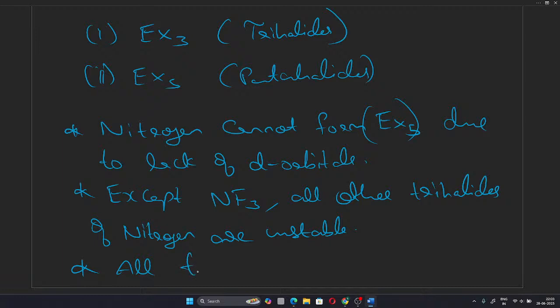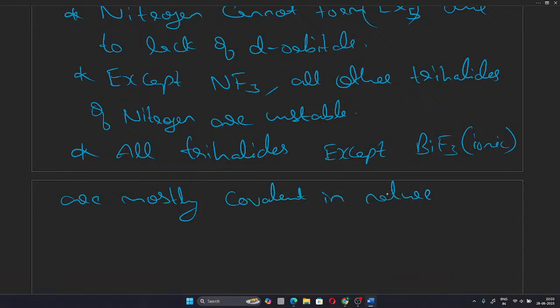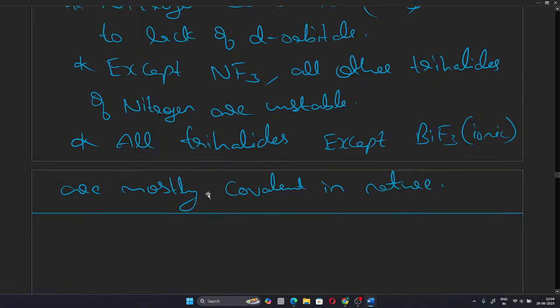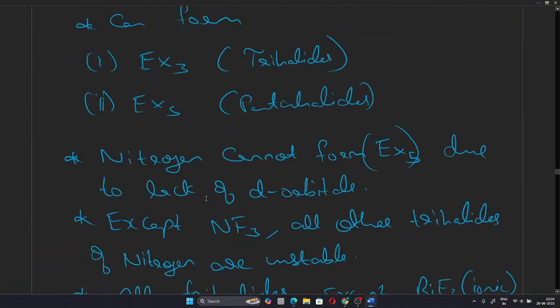All trihalides, except bismuth trifluoride, are mostly covalent in nature. These are the reactions with halogens.